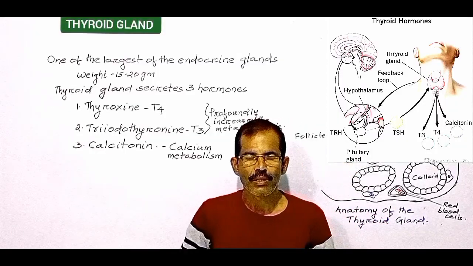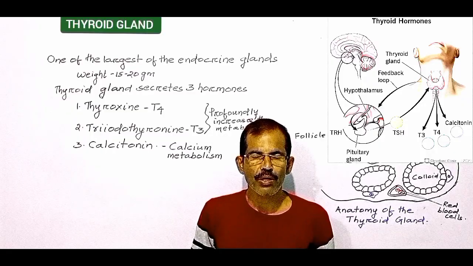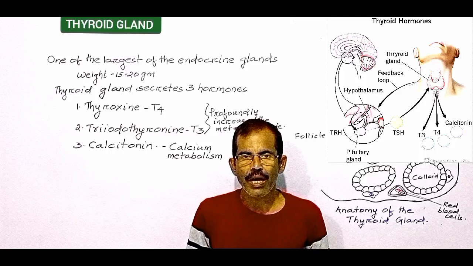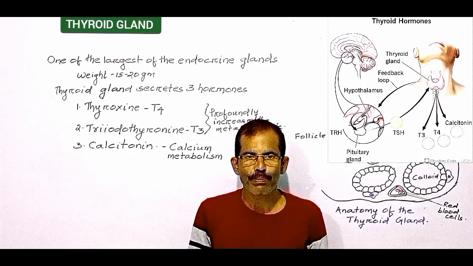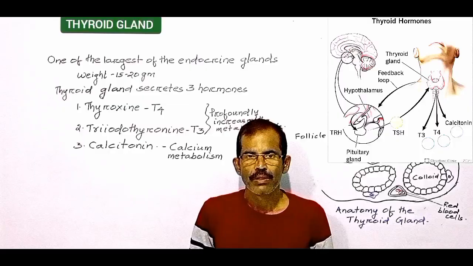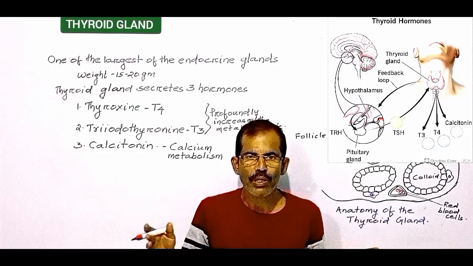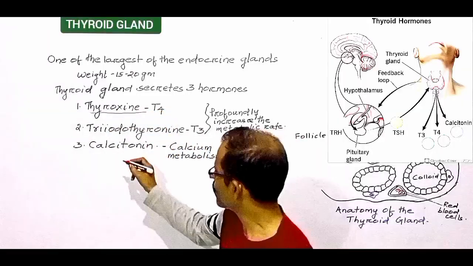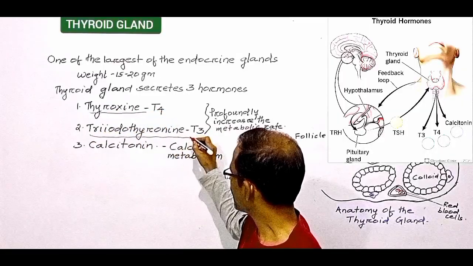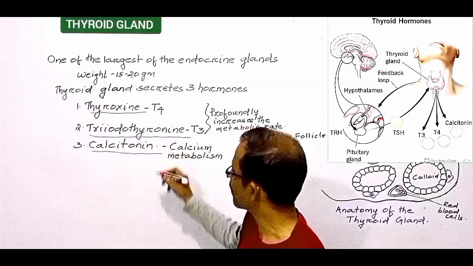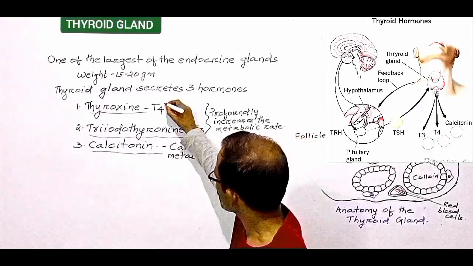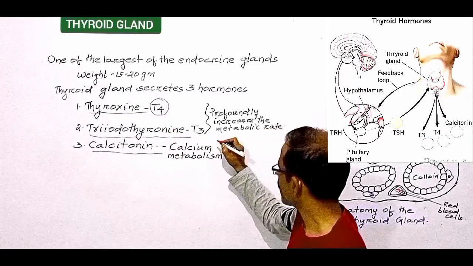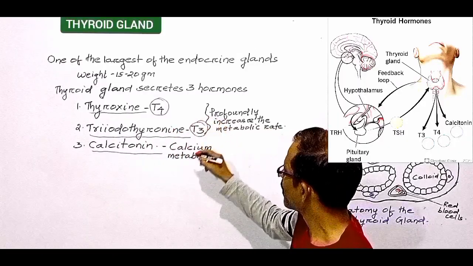The thyroid gland is one of the largest of the endocrine glands in our body. In adults, its weight is from 15 to 20 grams. The thyroid secretes three important hormones. Number 1, thyroxine. Number 2, triiodothyronine. And number 3, calcitonin. Thyroxine is also called T4 and triiodothyronine is also called T3.